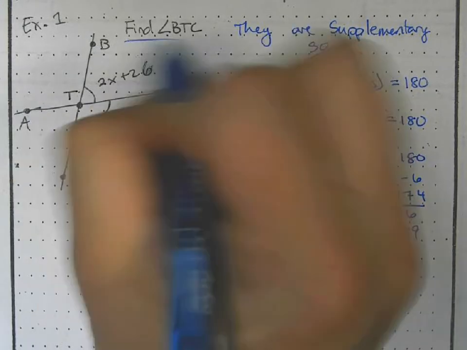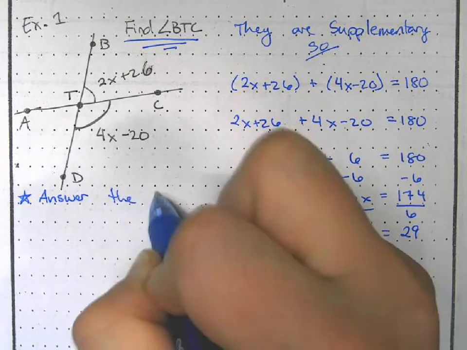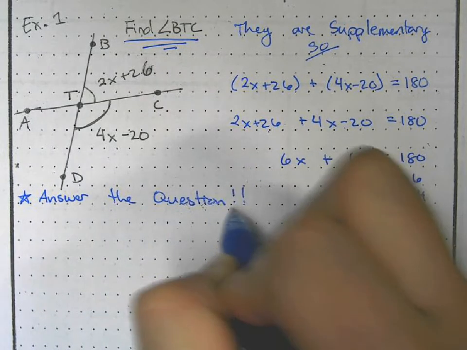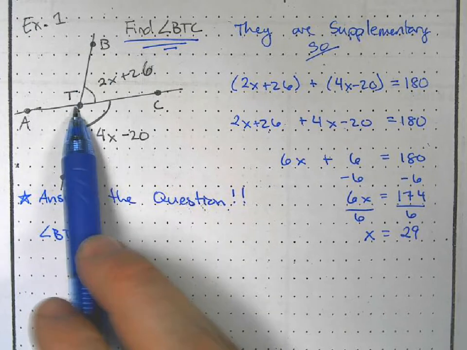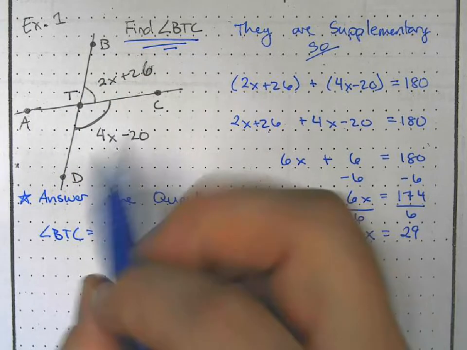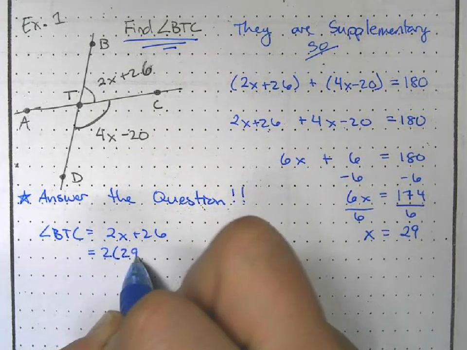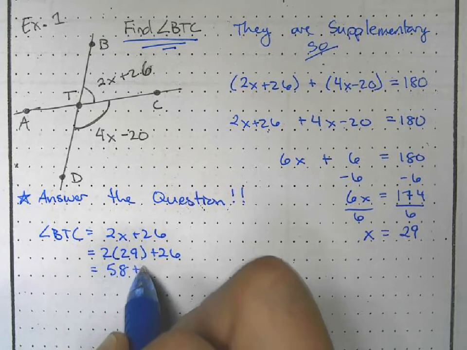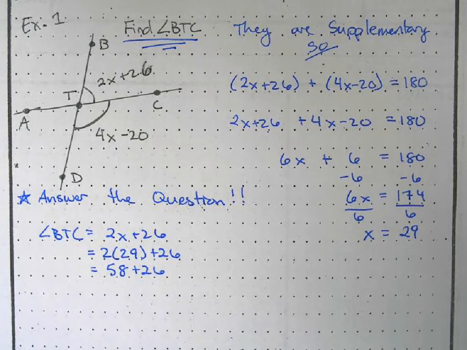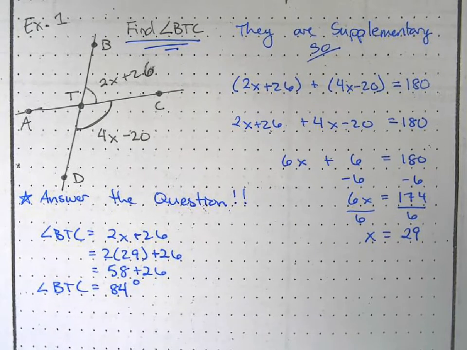I need to make sure I answered the question. Find BTC. So we got angle BTC is equal to, BTC is this angle right here, 2x plus 26. Then we plug in our x equals 29. So we have 2 times 29 plus 26. We'll use our handy-dandy calculator. 2 times 29 is 58. And then we'll add 26. And we get 84. So I got angle BTC is equal to 84 degrees.